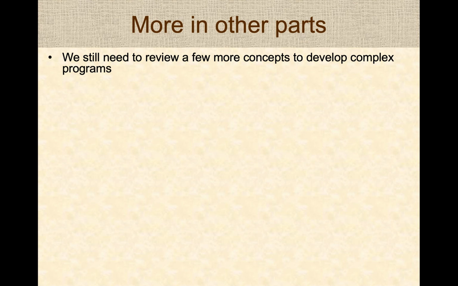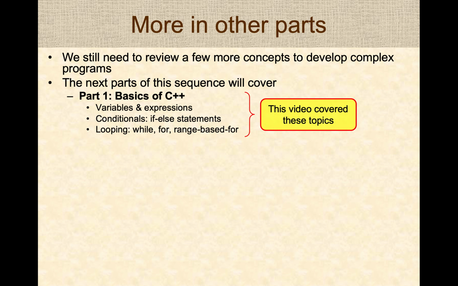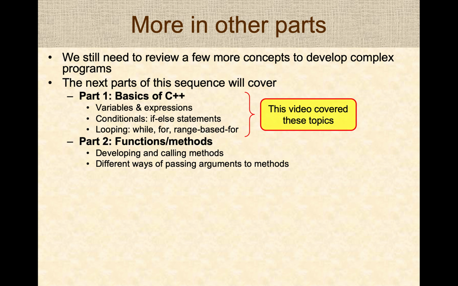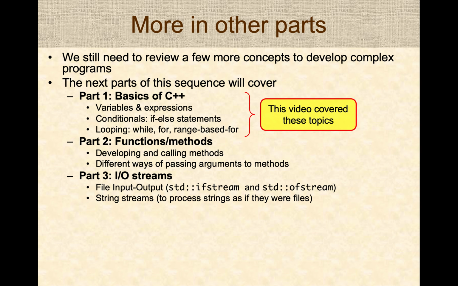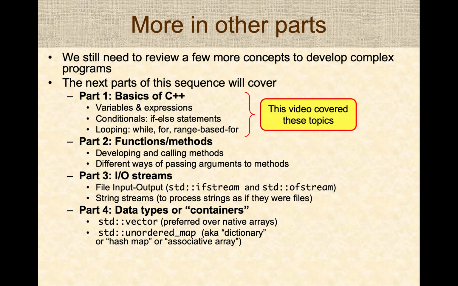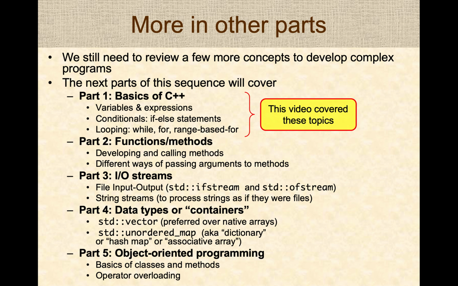All right, let's wind up this presentation. We still need to learn a few more concepts before we can develop more complex programs. So in the next part of the sequence, now that we have some basics, we'll start looking into functions and methods. Then we'll do some work with input-output streams, particularly for processing file data. And then we look at a little bit more sophisticated data types or containers like vectors and unordered maps. And then we'll wrap up the series of presentations with a brief introduction and overview of object-oriented programming.